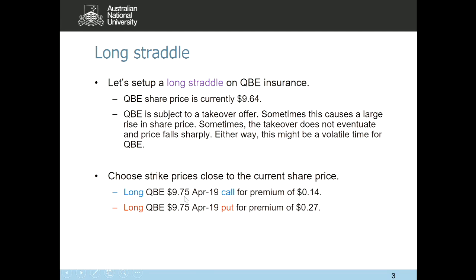The way we choose the strike price is that we look up the current share price, and then choose the strike price that's really close to it. The current share price is $9.64. I looked up the ASX exchange website, and this strike price is the closest to $9.64. I paid 14 cents to buy the call option with a strike price of $9.75, and I paid 27 cents to buy the put option, which has the strike price of $9.75.